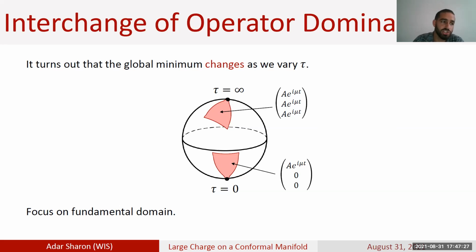In particular, you can show that all four saddles are dominant somewhere on the conformal manifold. As a function of tau, they exchange dominance, and each one of them is the most dominant at some point. Like we said, we can just focus on the fundamental domain due to the duality. So we're going to focus on this saddle, and any other point can be reached by applying the duality, and the same result applies.